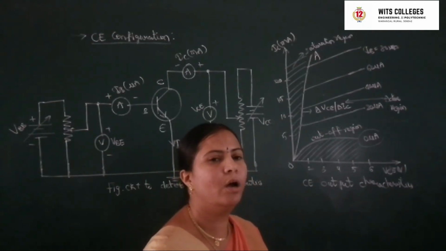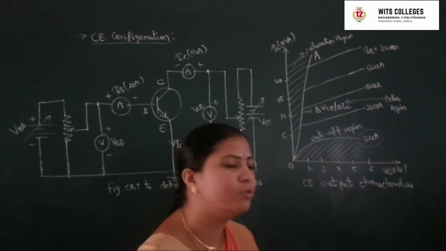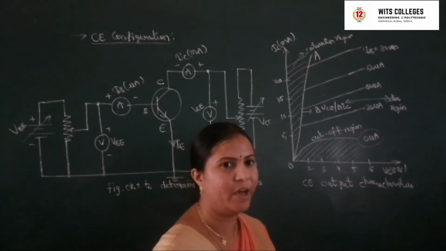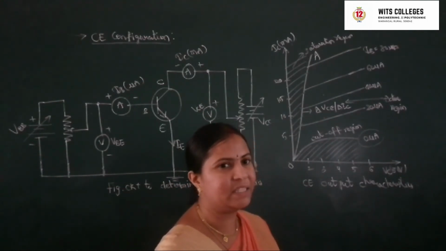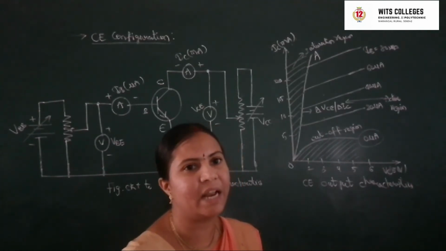Now, if you want to use the transistor as an amplifier, the transistor must compulsorily be operated in the active region only. In the active region only, the transistor acts as an amplifier.